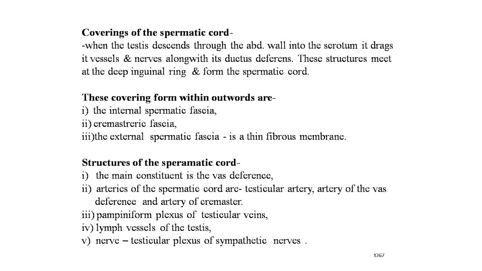Structures of the spermatic cord. The main constituent is the vas deferens. Arteries of the spermatic cord are the testicular artery, artery of the vas deferens and artery of the cremaster. Then the pampiniform plexus of the testicular veins, lymph vessels of the testes, and the nerve, the testicular plexus of the sympathetic nerves. All these are the structures in the spermatic cord.